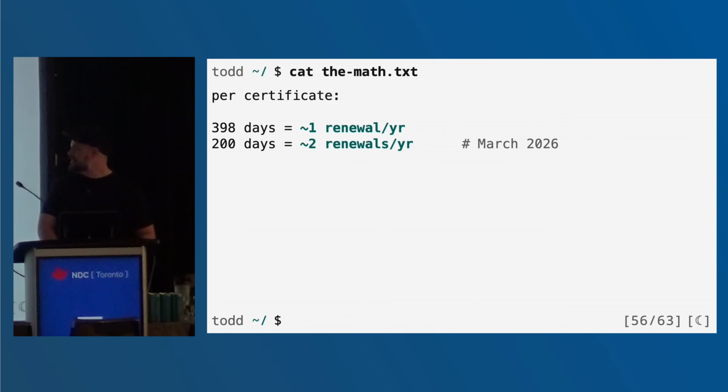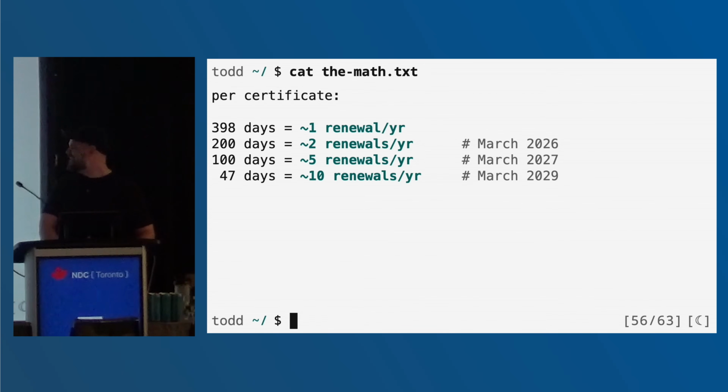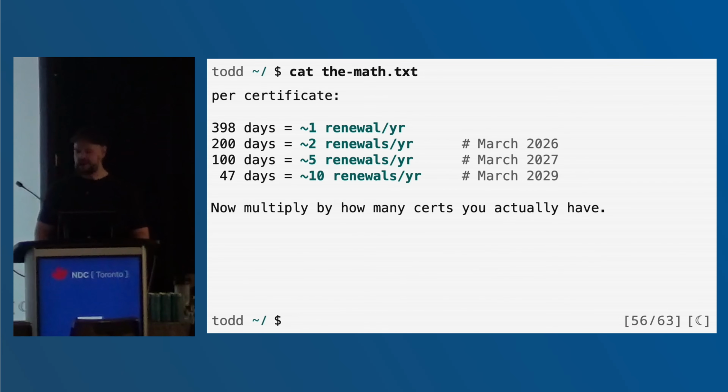Now that becomes twice a year, which is kind of annoying, but you could probably do that. Next year, it becomes 5 times a year. And then it becomes 10 times a year for every cert. Multiply that by how many certs you actually have. At 50 certs, you're doing 500 renewals a year. This isn't just somebody's side job anymore. You need to hire full-time staff to do certificate renewals.